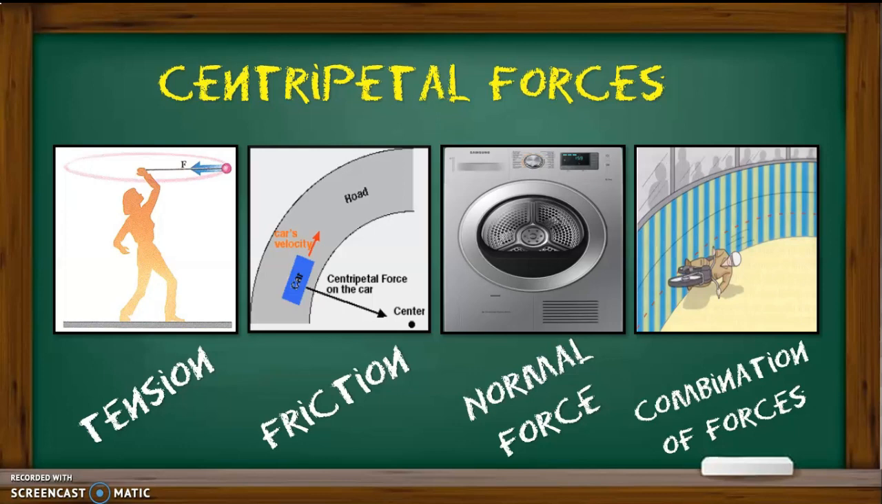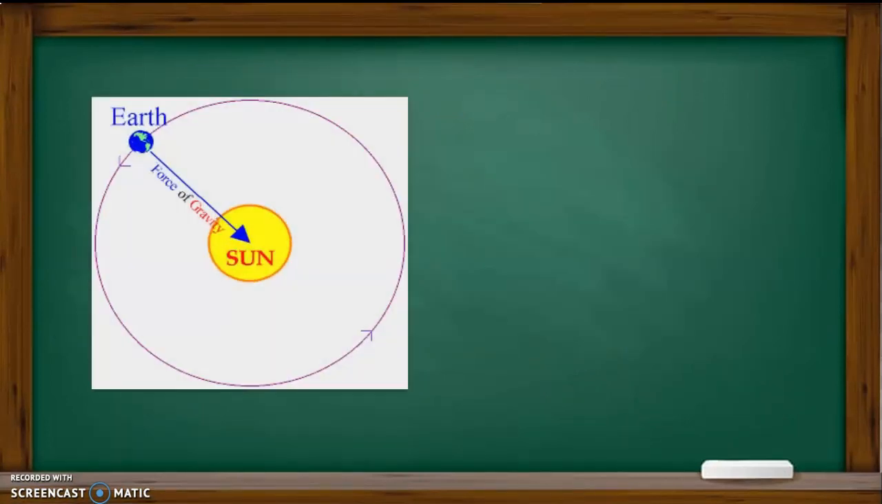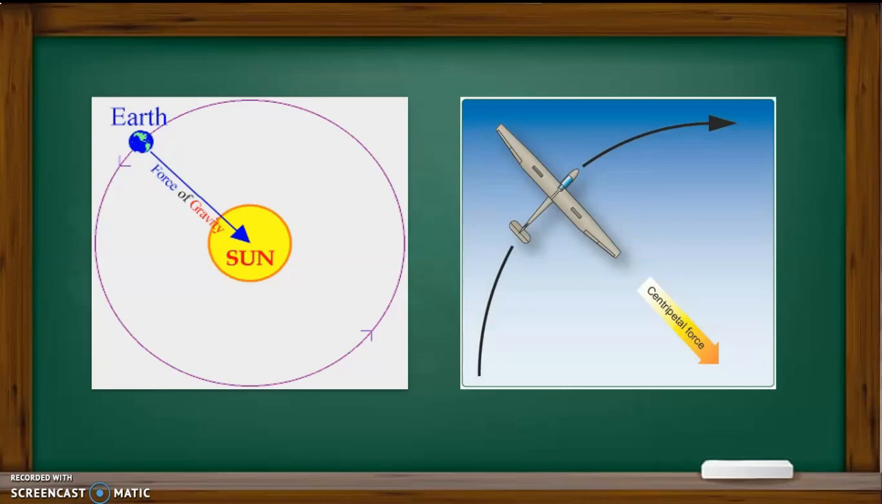Sometimes, the source of a centripetal force is easily seen, as with the string or the walls of a dryer. Sometimes, that force is invisible. The force of gravity cannot be directly seen, but it keeps the Earth in its orbit around the Sun. The centripetal force can also be quite subtle, such as when an airplane tilts or banks. The air passing over the plane's angled wings creates a force inward.